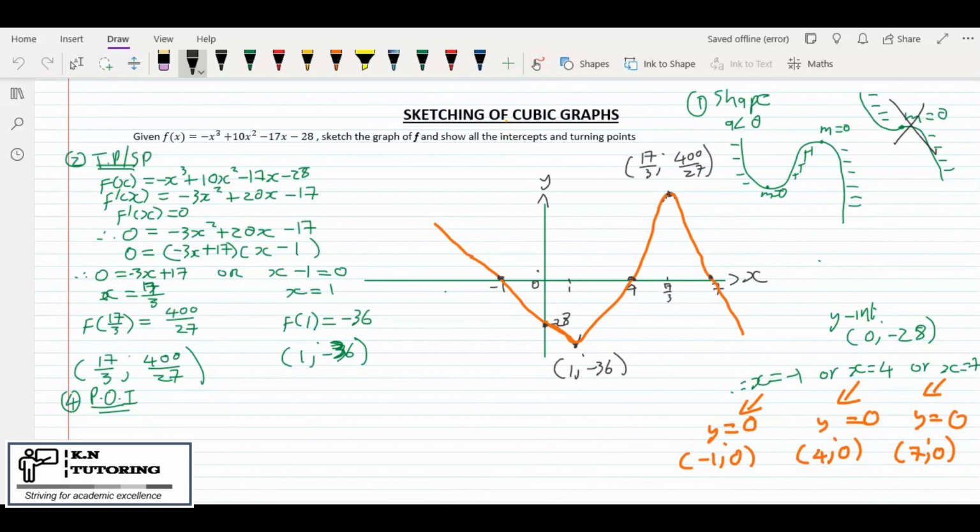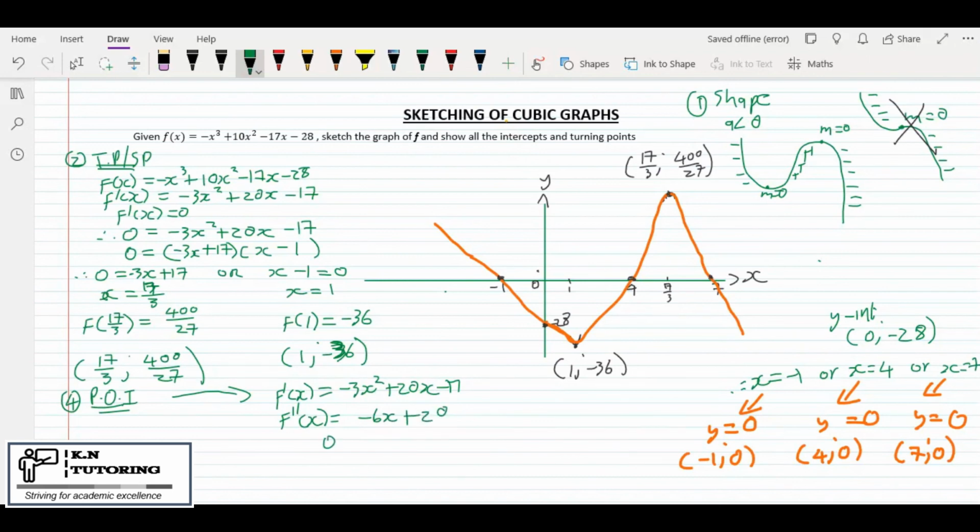Now going back to that point of inflection, I said the point of inflection is where your graph changes concavity. Remember, the question is, what is my f prime x? My f prime x was minus 3x squared plus 20x minus 17. So to determine my point of inflection, I must find the second derivative, which gives me minus 6x plus 20.